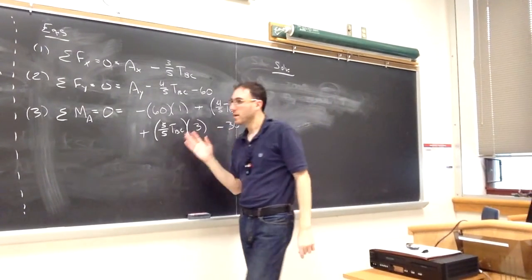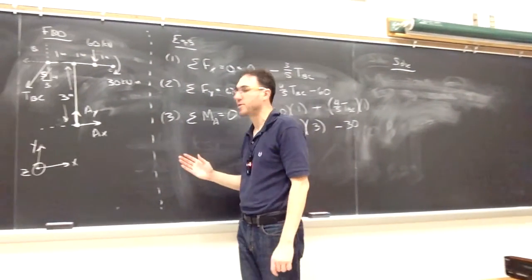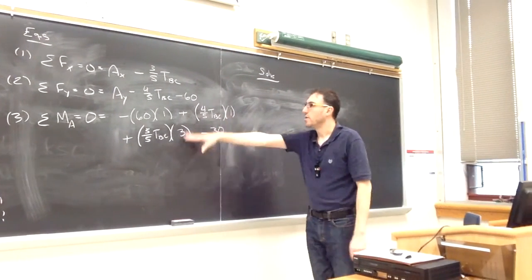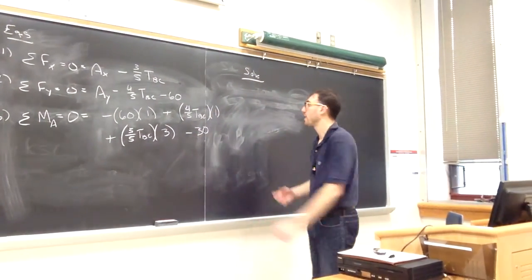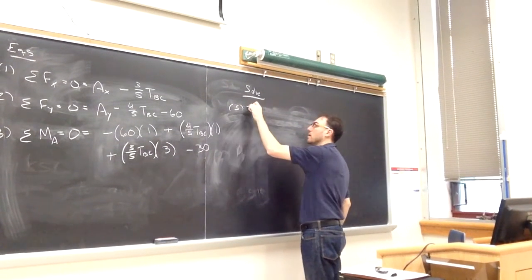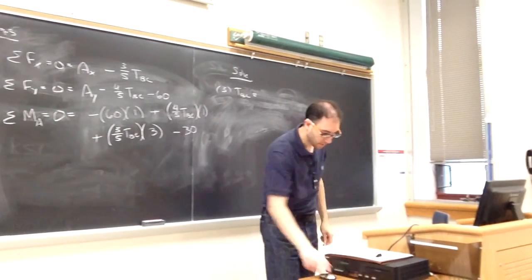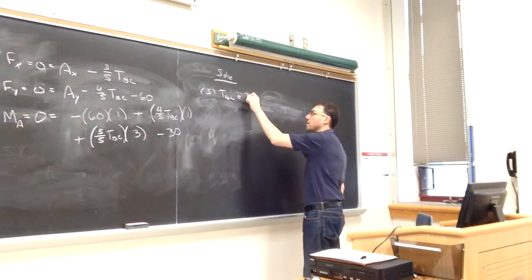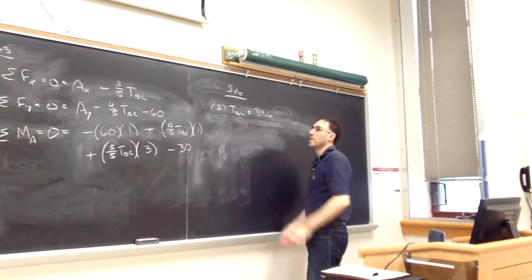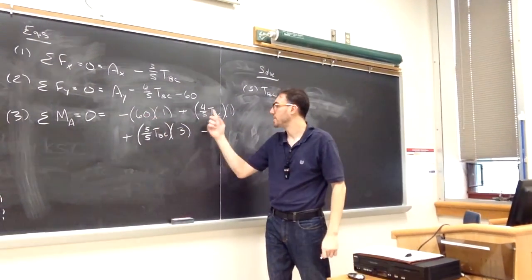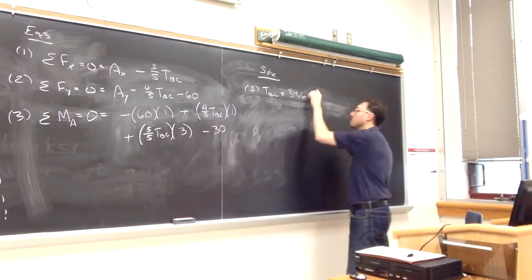So conveniently, the benefit of choosing point A to take the moment about is that if I look at equation 3, there's only one unknown in equation 3, so I can solve it. So TBC is going to be 34.6. This is in kilonewton meters. This is in kilonewtons. So this is going to be in kilonewtons.